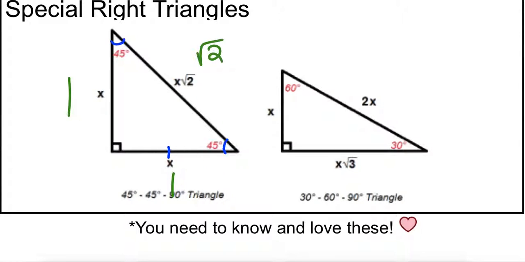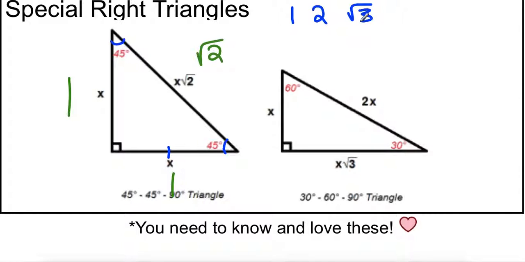The other one that we have is the 30, 60, 90 triangle. The side lengths of the 30, 60, 90 triangle are 1, 2, and root 3, or as on the notes, 1x, 2x, and x root 3. This one is sometimes a little bit trickier to remember which one goes where, so here's how I remember it. So we have 1, 2, root 3. These are the side lengths that we want to enter into this.